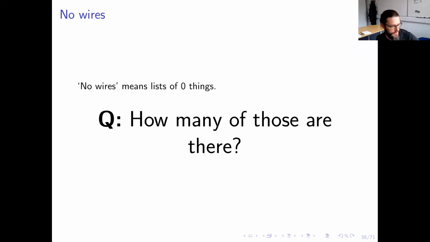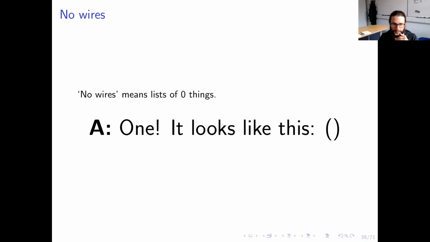So here's an interesting philosophical question. How many lists are there which have 0 things in them? Well, you might initially want to say that there's 0 of those, but in fact there's exactly 1 of them. The empty list is a list with nothing in it. So no wires means the list of 0 things, which there's 1 of. I can write this maybe as just some parentheses with nothing inside.